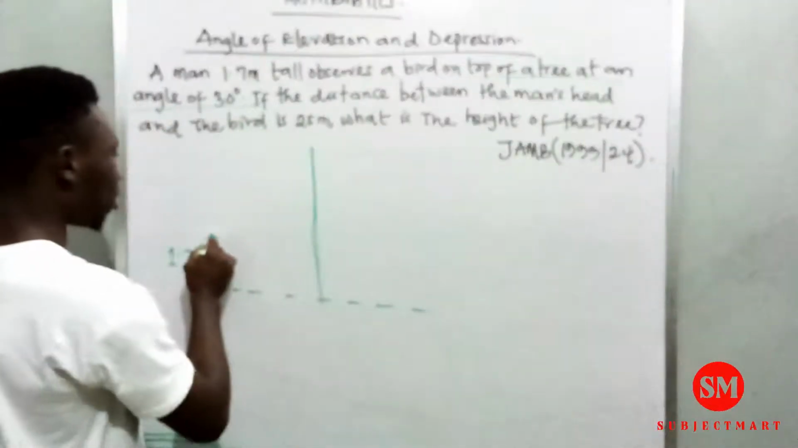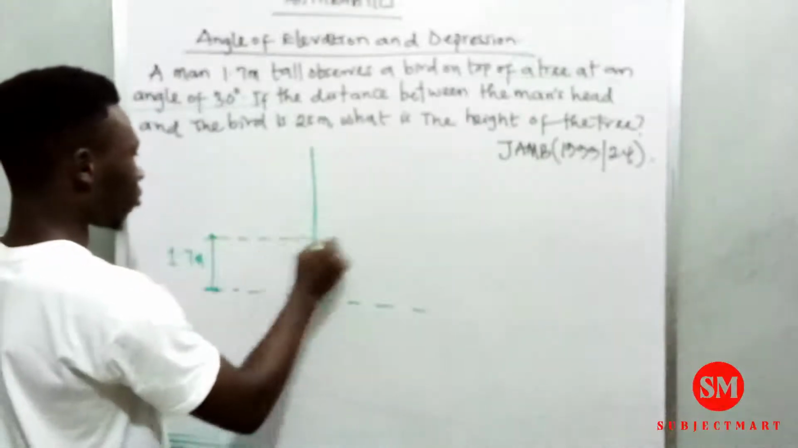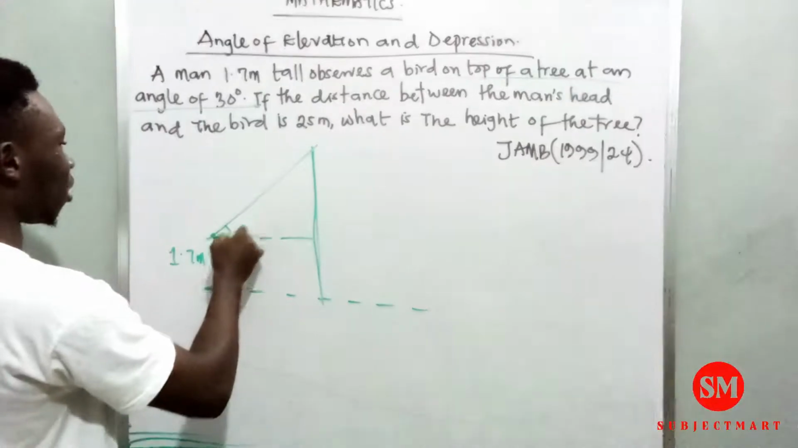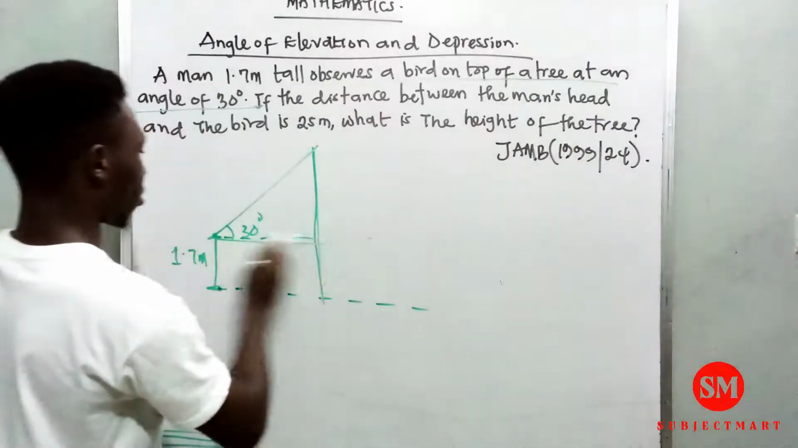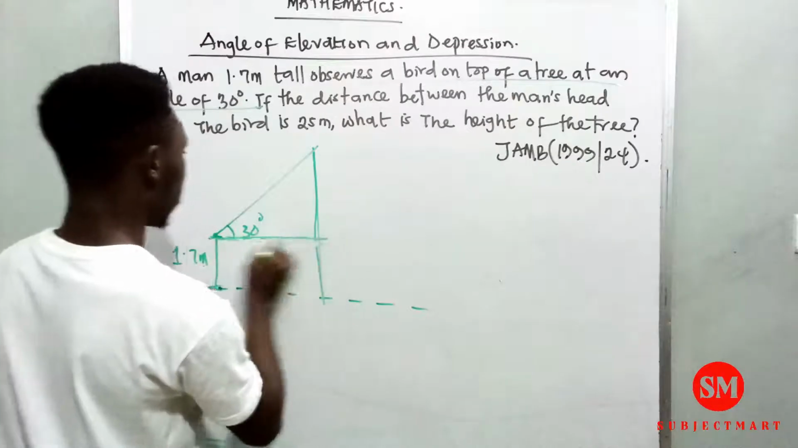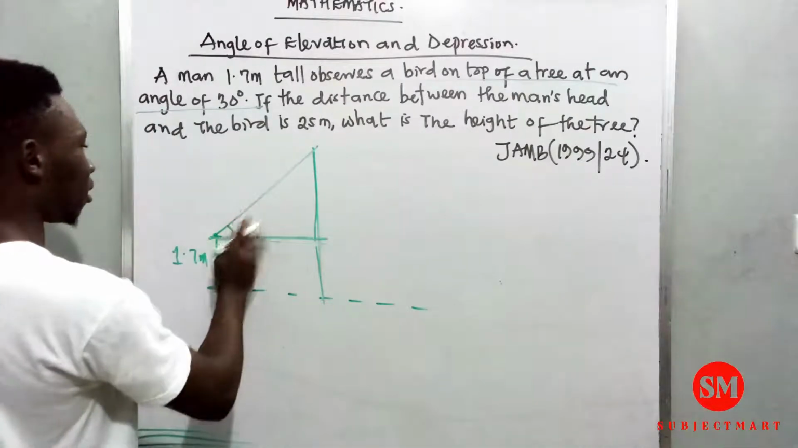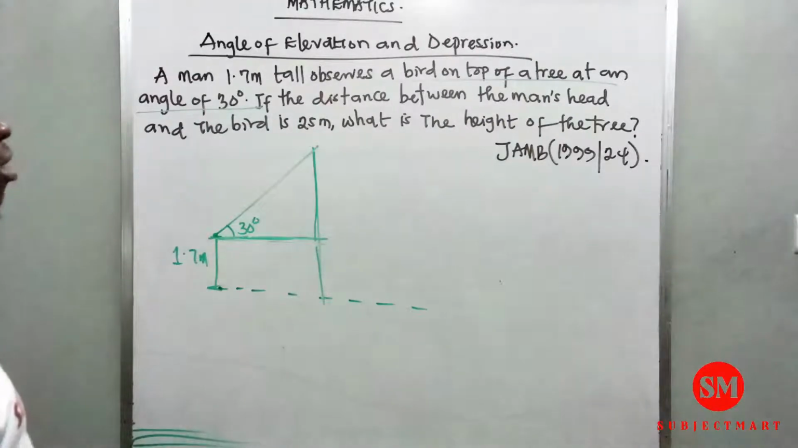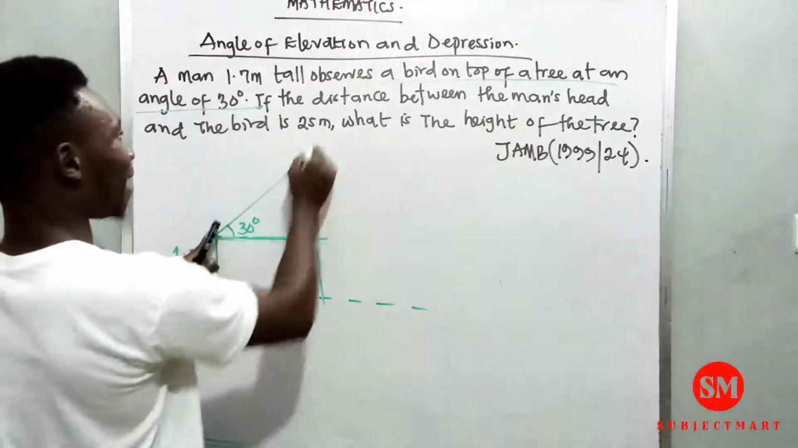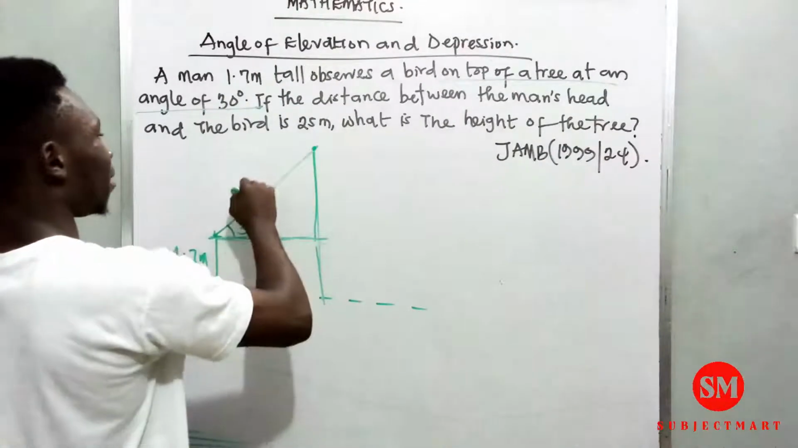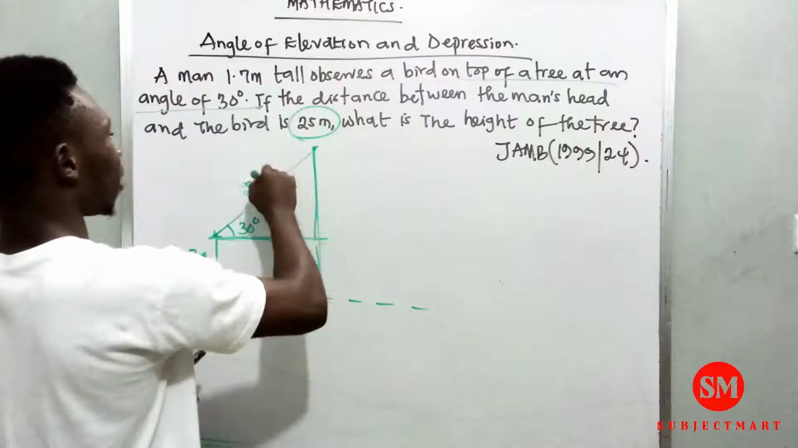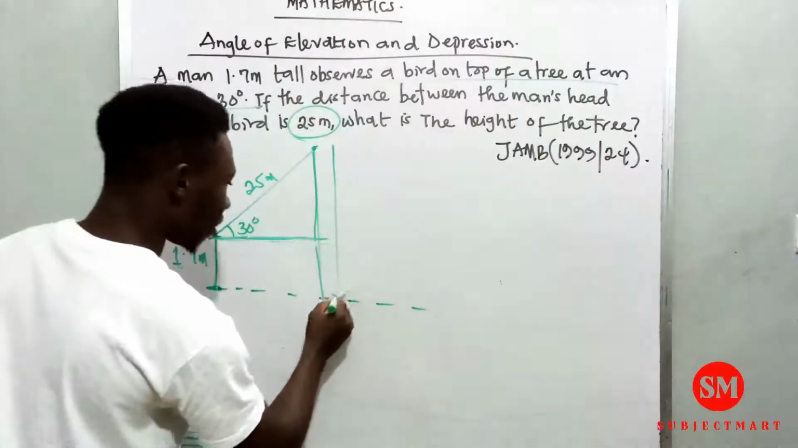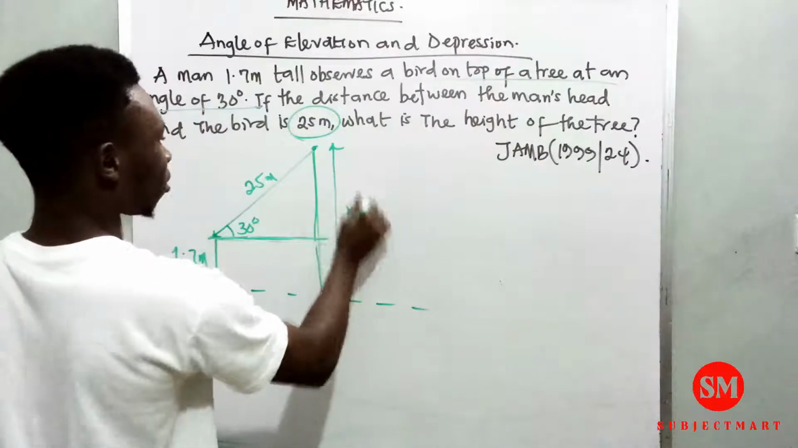If he's looking, this is his head, he's looking from his eyes. He observes the top of a tree at an angle of 30 degrees. Now the distance between the man's head and the bird is 25 meters. Calculate the height of the tree. The total height of the tree from the ground to the top becomes what?